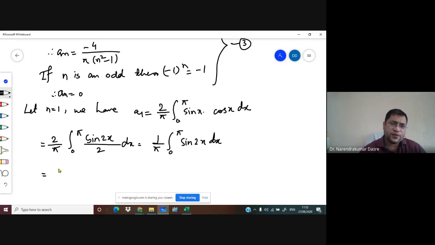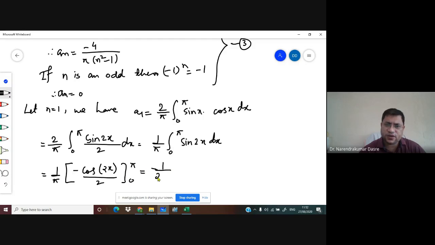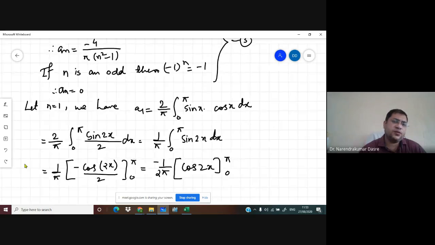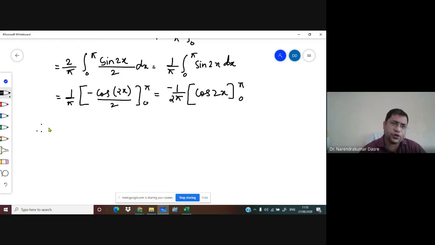Let us integrate this. So we have 1 upon pi, minus cos of 2x by 2, from 0 to pi. So this is equal to minus 1 upon 2 pi. I can have this minus sign outside, and then this 2 also outside. So we have cos of 2x from 0 to pi. Now put the value.